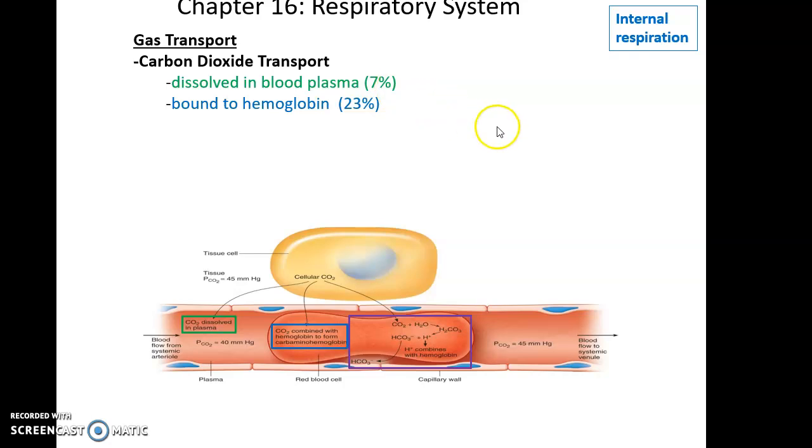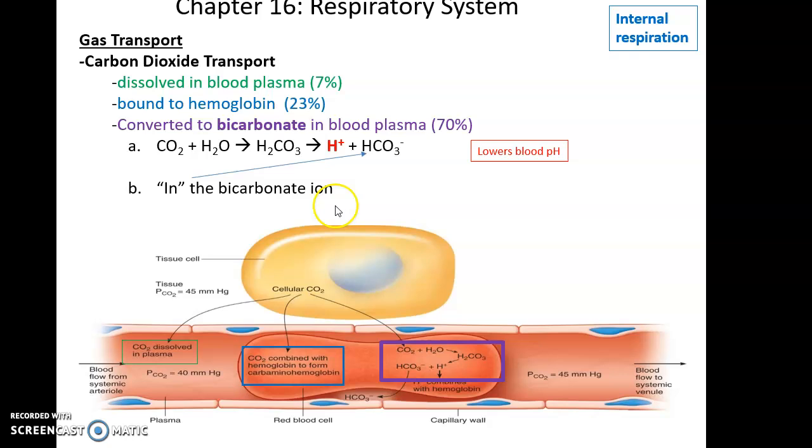So, 7% of carbon dioxide is carried in the blood plasma. 23% is actually carried by hemoglobin, binding to a different site on hemoglobin than oxygen does. That accounts for 30%, but the remaining 70% gets converted into bicarbonate. So the carbon dioxide enters the bloodstream, reacts with water to form carbonic acid, which then splits into hydrogen ions and bicarbonate. These hydrogen ions will lower blood pH, will make the pH of blood more acidic. So again, carbon dioxide will react with water to become carbonic acid that then breaks down into hydrogen ions and bicarbonate ions. And it's the hydrogen ions that will cause the blood pH to lower and become more acidic.